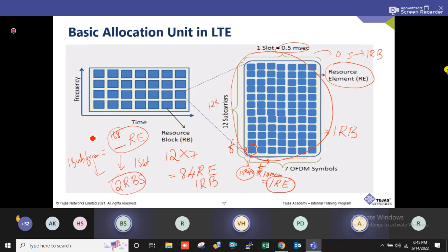So minimum, I think just now there was a question, how many allocations does a user get? A user gets a minimum of 2 resource blocks in one TTI duration, or in one subframe, or in 1 millisecond. All are one and the same. So now you got how the resource allocation is done in LTE.